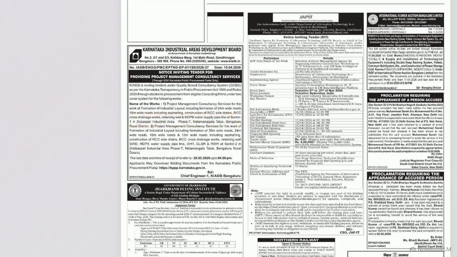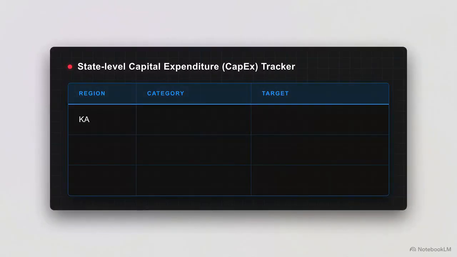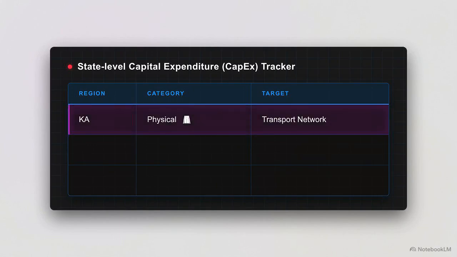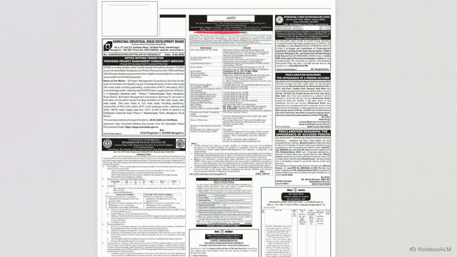In row 1, write Karnataka. The sector is hard infrastructure. The focus is roads and water at Dabaspet. Pan over to the top center. We have a notice from JAPIT, Jharkhand's Department of Information Technology. Their capital allocation targets a different niche. They are tendering for workshops on AI, IT infrastructure, and a Chief Minister data intelligence platform.